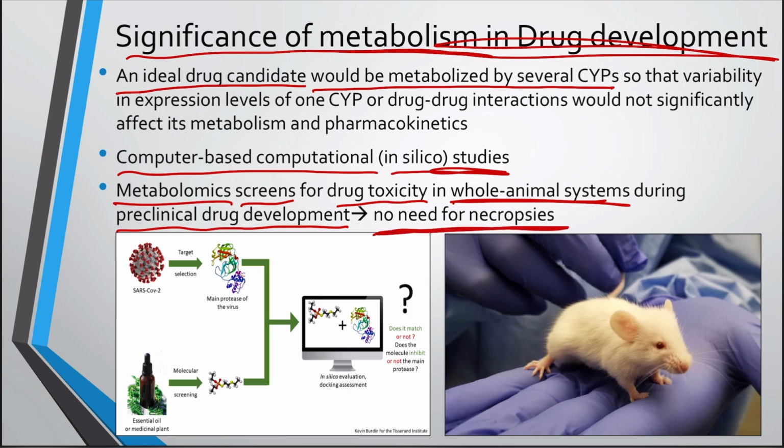There is one particular disadvantage with these computer-based, that is in silico studies: the structures which are determined by X-ray analysis of the crystals of the enzyme-substrate complex are static in nature, but we know that enzymes are flexible, and as a result this is one of the limitations of these computer-based studies for the development of new drugs.